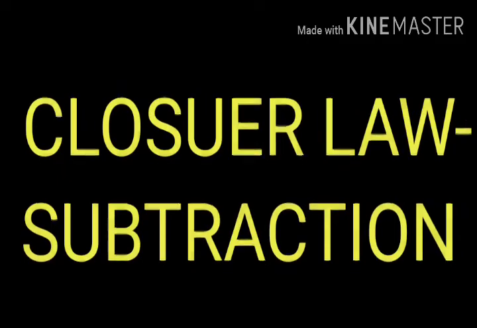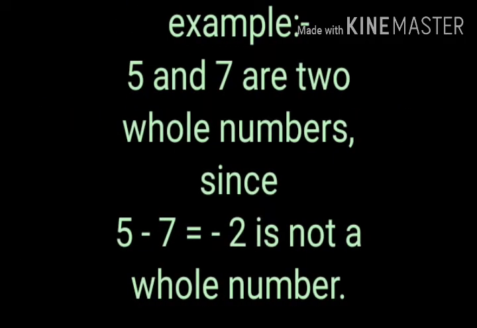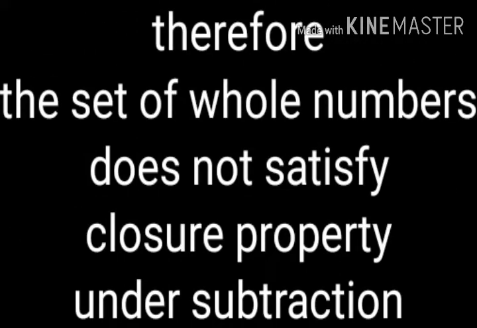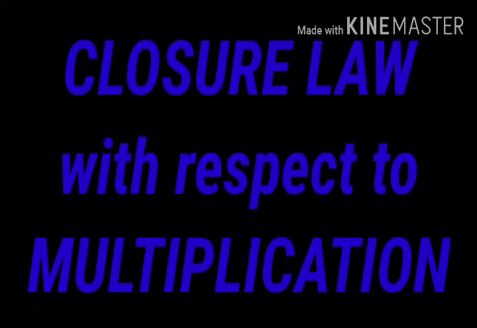Closure law with respect to subtraction. Example: 5 and 7 are two whole numbers. 5 minus 7 equals minus 2, which is not a whole number. Therefore, the set of whole numbers does not satisfy closure property under subtraction.